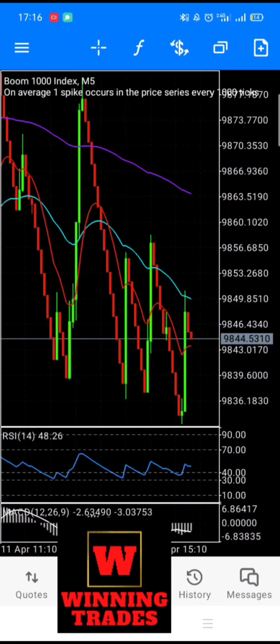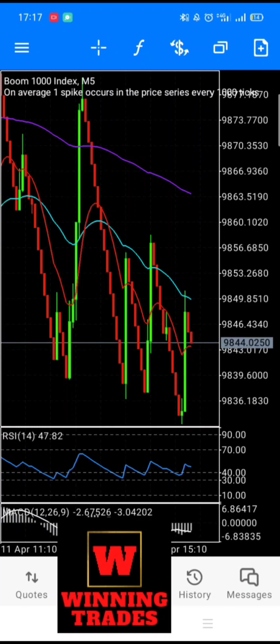Welcome back, guys. Now remember, this strategy is strictly a 5 minutes time frame strategy. So now let's begin with setting up our indicators. You need only 4 indicators for this strategy: the 13 EMA, the 50 EMA, the 200 EMA, and of course the relative strength index, that's the RSI 14.